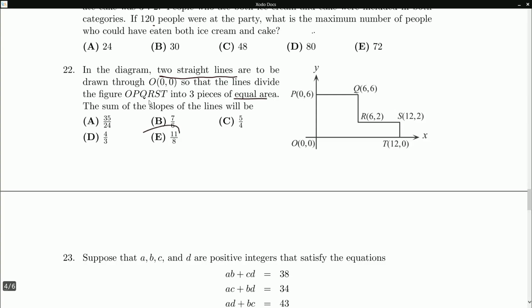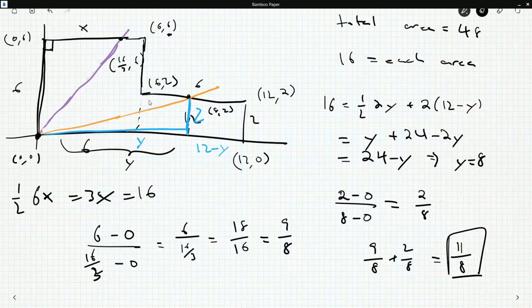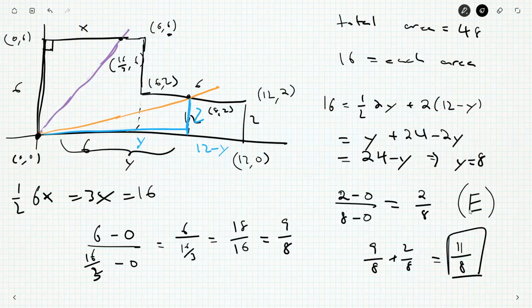And that is E. And that finishes off question 22 rather nicely. Very interesting little question, but it fell before the might of our geometry and our coordinate system.